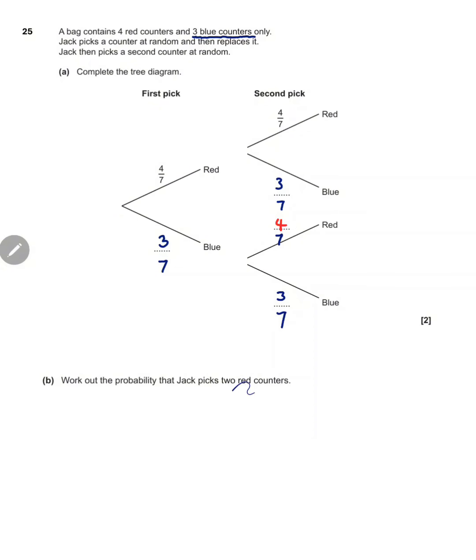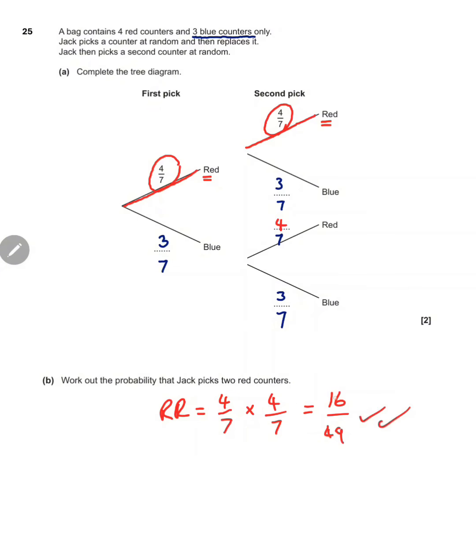We're asked to find the probability that Jack picks 2 red counters, so we're travelling along this branch and getting a red counter, then along this branch and getting a red counter, and all we need to do is sweep up those probabilities as we travel. So red is going to be the first 4 7ths, and we're going to multiply by the second 4 7ths, always multiplying along these branches. And multiplying fractions is easy. Multiply your tops, 4 4s is 16, multiply your bottoms, 7 7s is 49. That is the final answer. It doesn't say to simplify, there's no need to go to a decimal, we just got full marks.